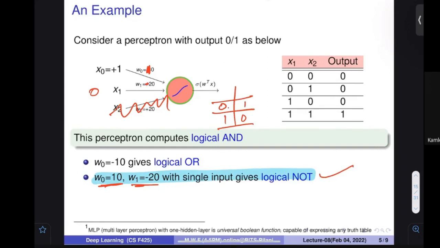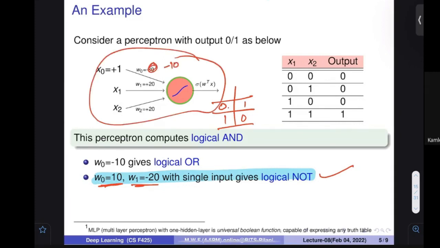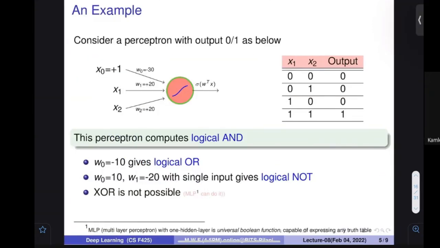If I change the values in this way, if instead of using minus 30 here I use minus 10 here, then this particular gate becomes an OR gate, because in these places it becomes 1. It becomes an OR gate. It means that using the right kind of parameters, you can convert this into a logical gate.